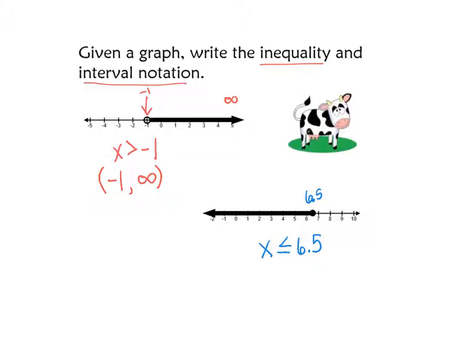Again, looking at our figure, reading left to right, I have negative infinity on the left side, 6.5 on the right. So when I write my interval notation, it goes from negative infinity to 6.5. Now I just think about parentheses and brackets. I know infinity always has a parenthesis. The 6.5 has a closed point, so I need to include it. That means I'm going to have a bracket.